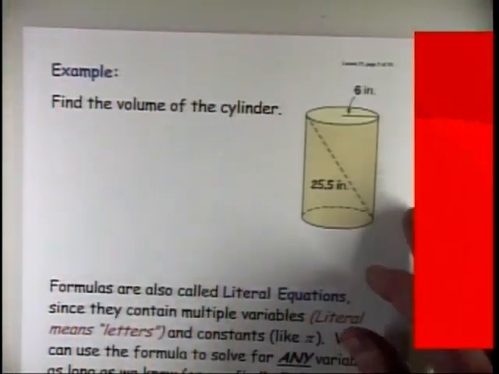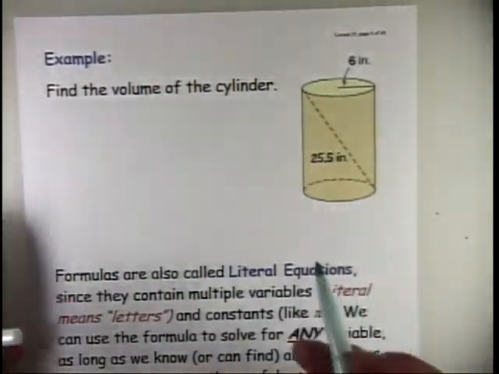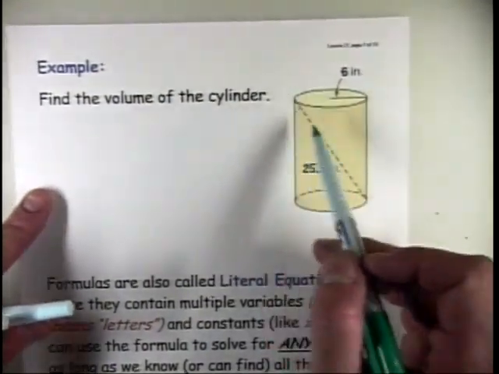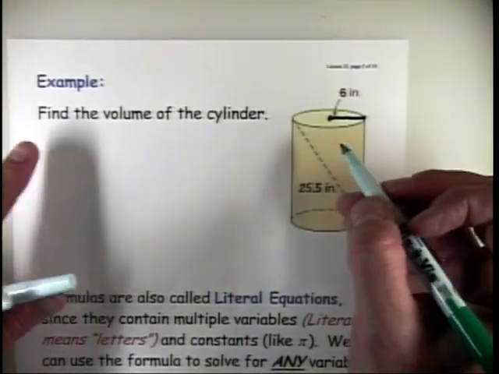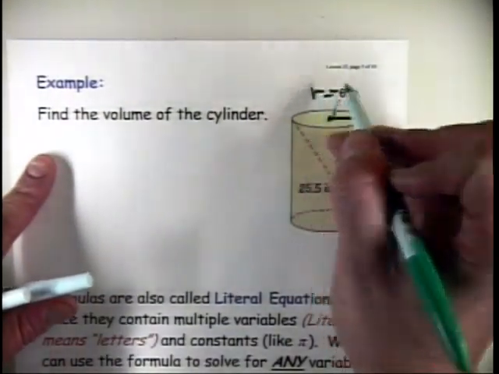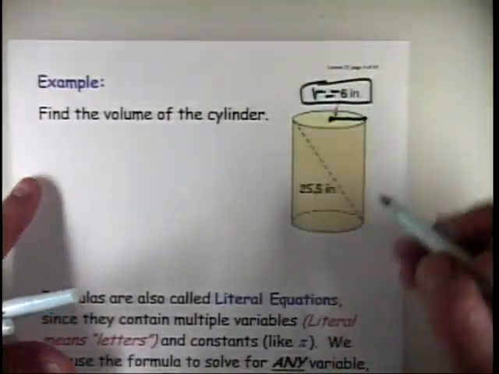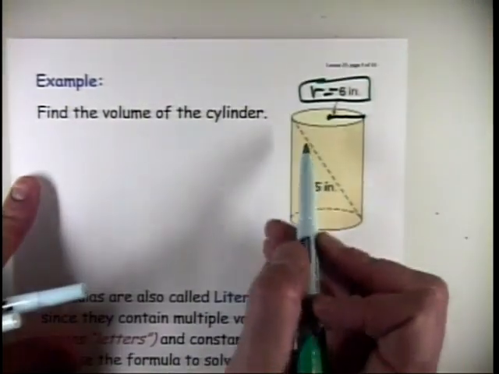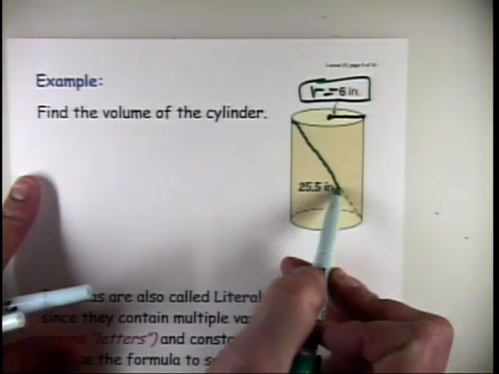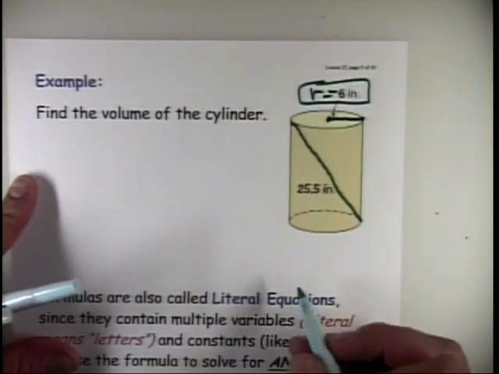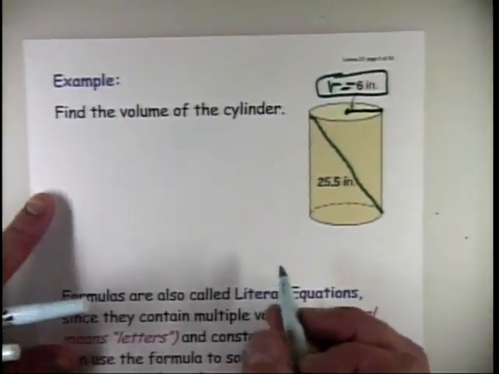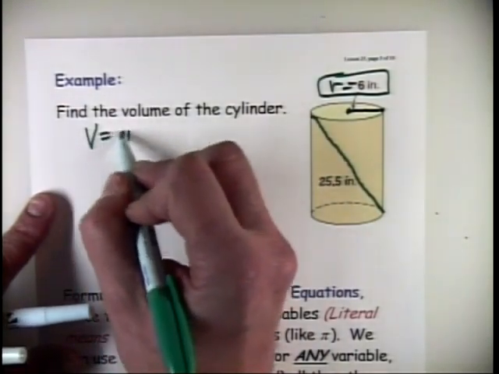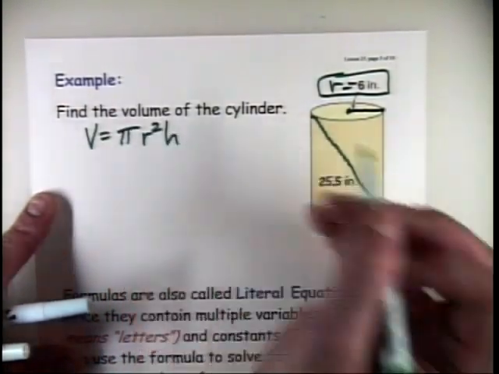Find the volume of this cylinder. Okay. Notice that we have a circular top, and it's showing us that this length of the segment here, which we can assume is the radius, is 6 inches. So I'm going to go ahead and label that as r. And it gives us a diagonal right here. A diagonal measure in a right circular cylinder, that's 25.5. Well, that's not the height that I need for my formula. Let's go ahead and write the formula out. It's pi r squared h.